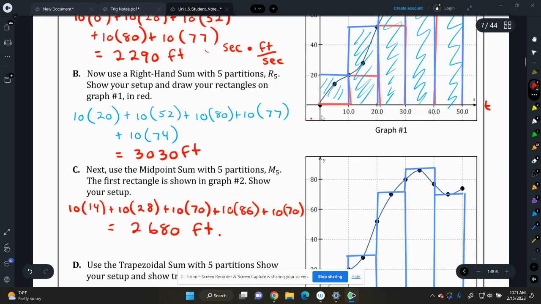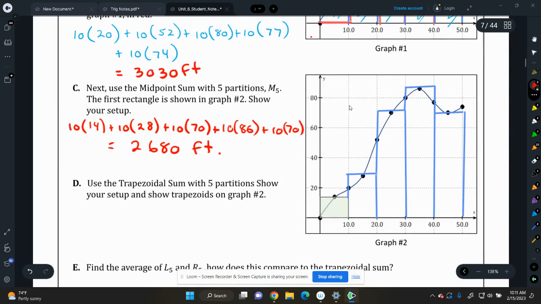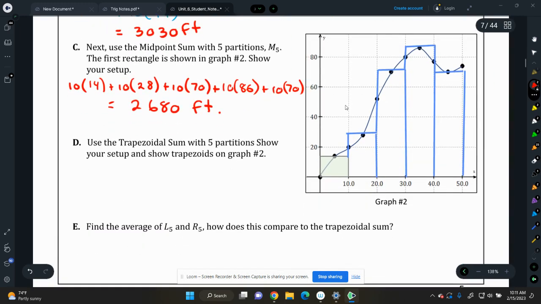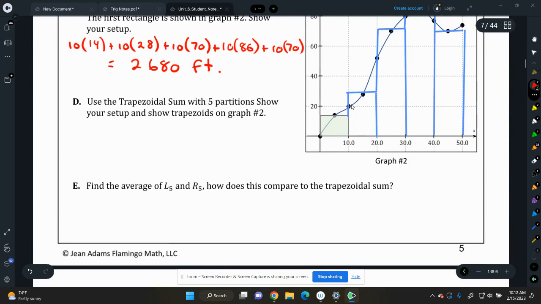Is that the average of our left and right hand? No, it's close, but not exactly. If it's symmetrical, it will be. Okay, trapezoid. So we're going to stop there.